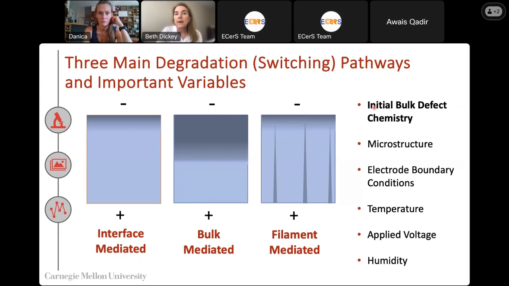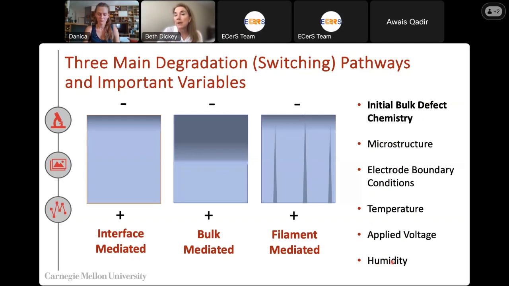But all of this, even the pathway by which things degrade, depends on many things. First, the initial defect chemistry state, how the material is doped or equilibrated initially. It can depend on microstructure, because you can imagine grain boundaries can be barriers or even fast pathways for defect migration. It depends on the electrode boundary conditions, whether electrons and holes or ions can pass across that boundary. Certainly depends on temperature, applied voltage.